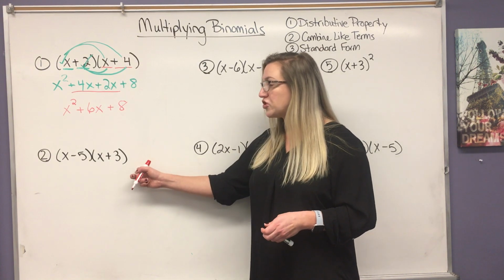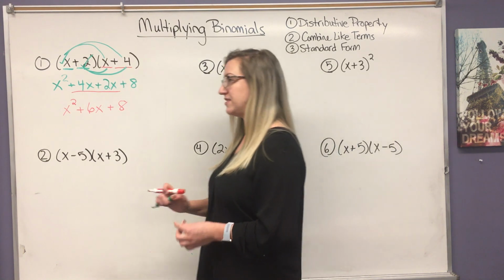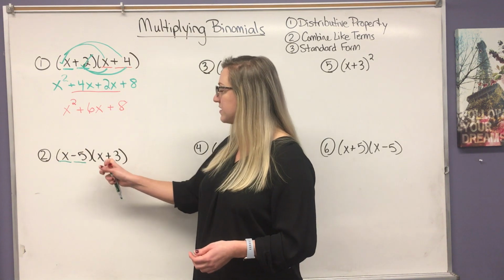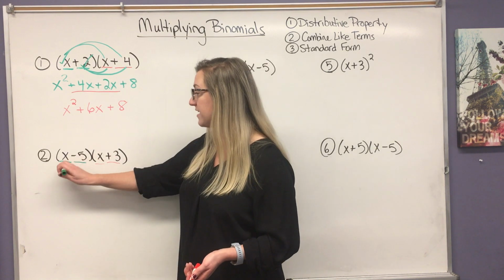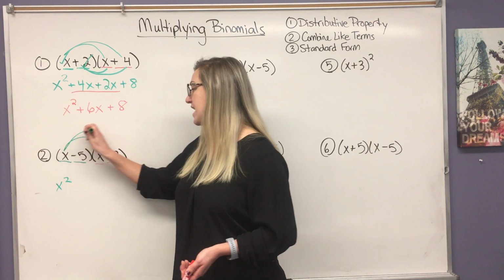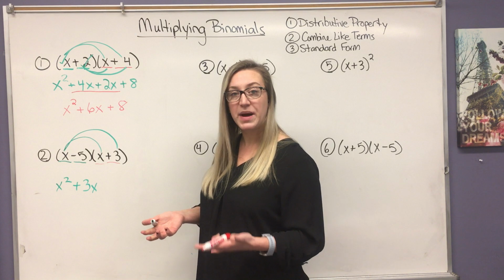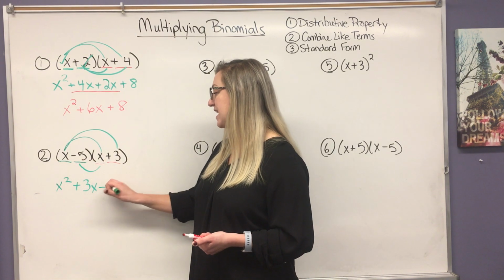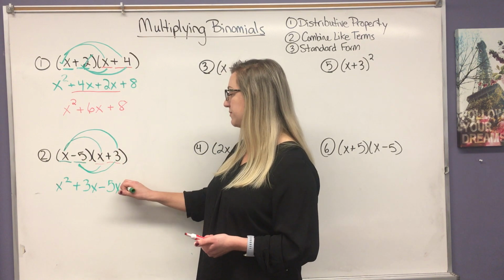So if I take a look at number 2, once again, I'm going to identify the terms in the first and second parentheses. In the first parentheses, I have x and negative 5. In the second parentheses, I have x and positive 3. So my first term is x. He's going to get multiplied to x to get x squared, and then x to positive 3 to get 3x. Now I work on my next term, which is negative 5. Negative 5 gets multiplied to x to get negative 5x, and negative 5 gets multiplied to 3 to make negative 15.